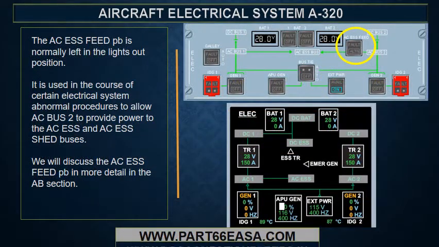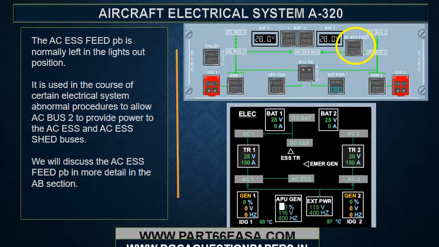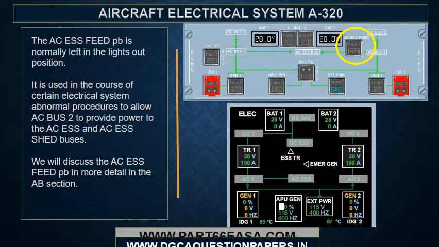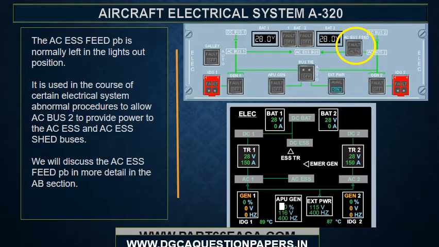The AC essential feed push button is normally left in the lights out position. It is used in the course of certain electrical system abnormal procedures to allow AC Bus 2 to provide power to the AC Essential and AC Essential Shed buses. We will discuss the AC Essential Feed push button in more detail in the abnormal operation section.